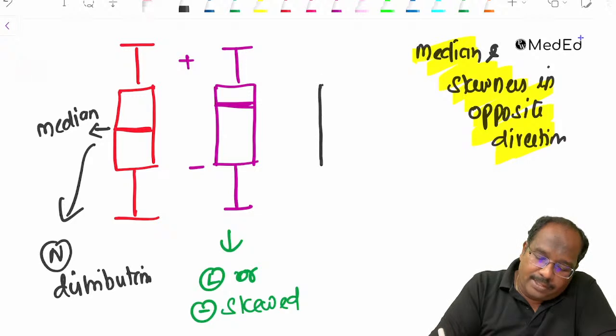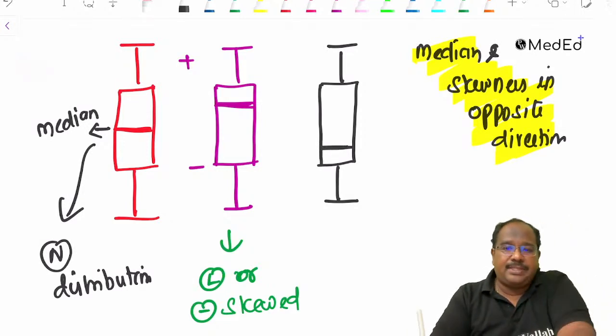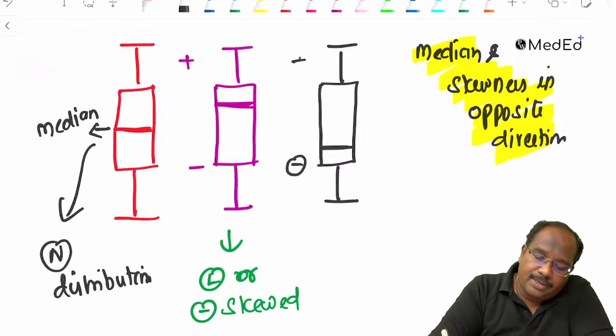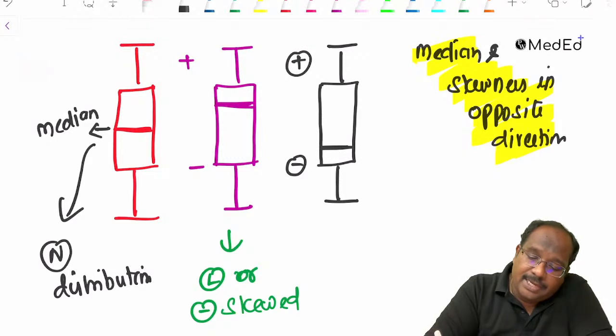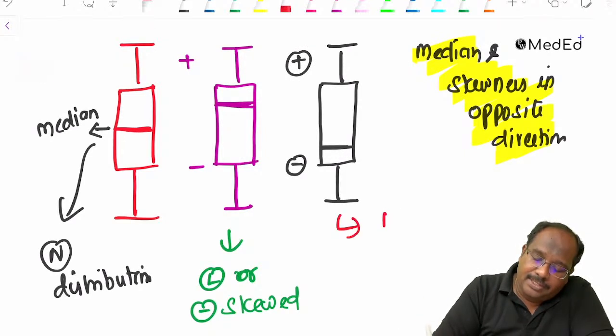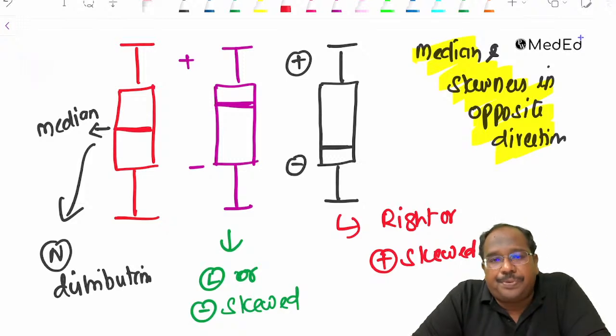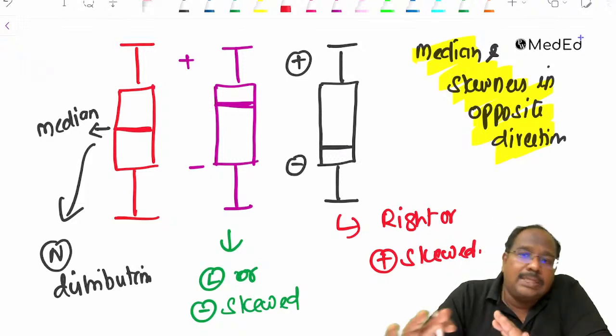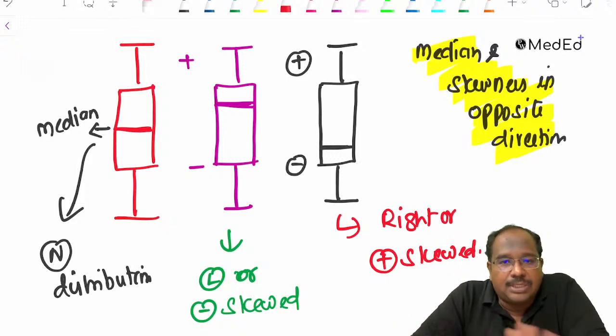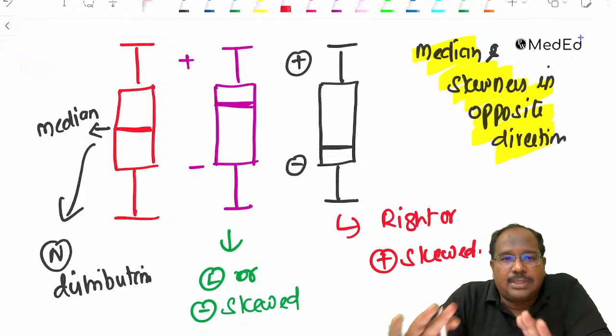Next, the sixth one. The median is here, in the negative side. So what does it mean? Median is on the negative side, so this is right or positively skewed. So the median and skewness are in opposite directions. Based on that, you can answer this question.